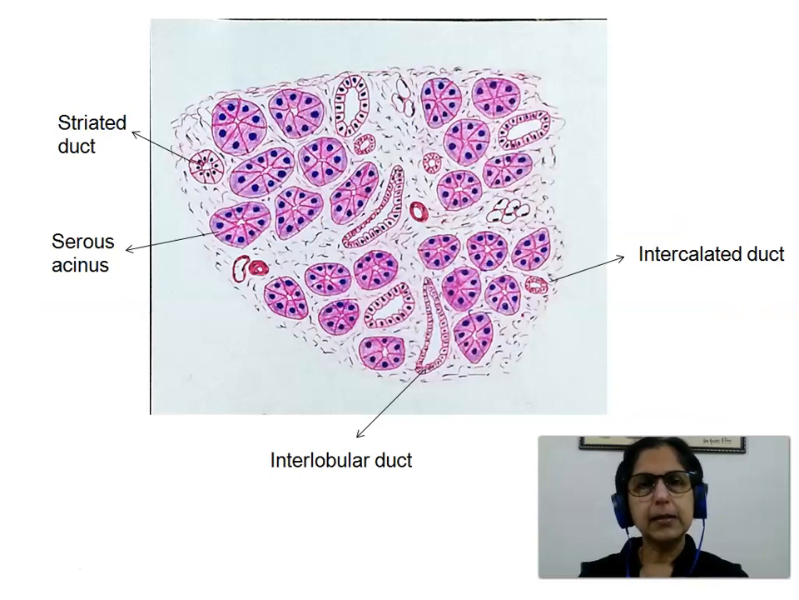This here is a hand-drawn diagram of the parotid gland. What we see here are predominantly serous acini. We also see a striated duct, interlobular duct, and intercalated duct. The connective tissue in between shows the presence of blood vessels and adipose cells.